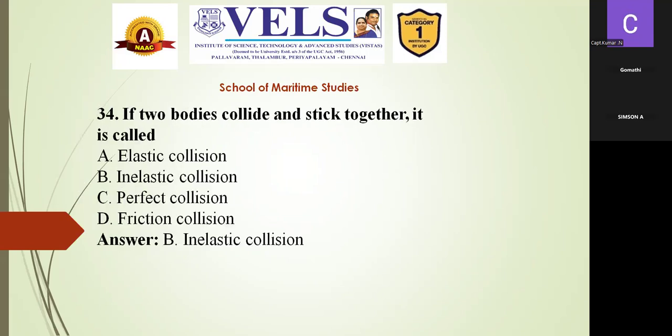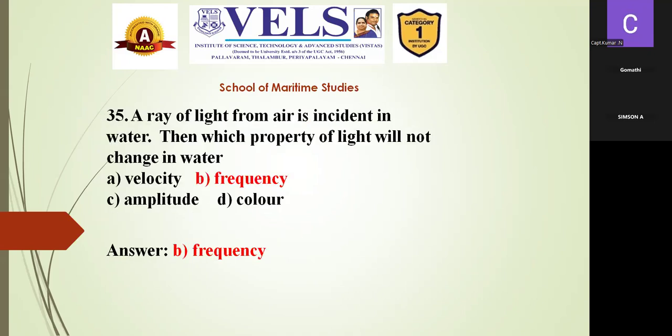Our next question is, if two bodies collide and stick together, it is called: option A, elastic collision; option B, inelastic collision; option C, perfect collision; option D, friction collision. So the answer is inelastic collision.